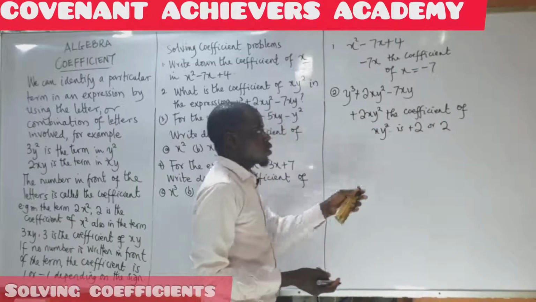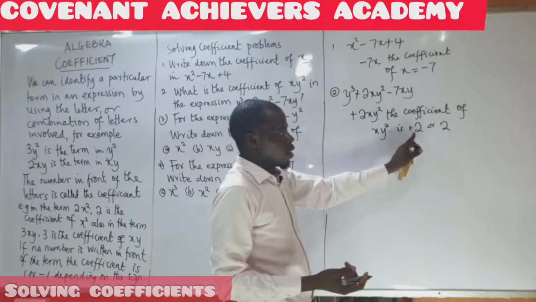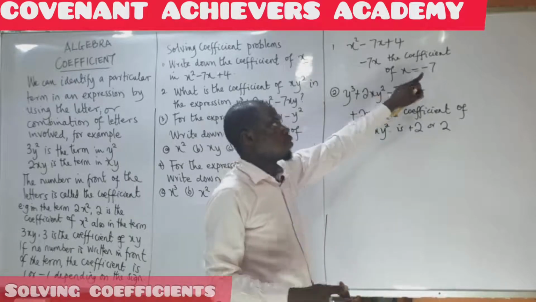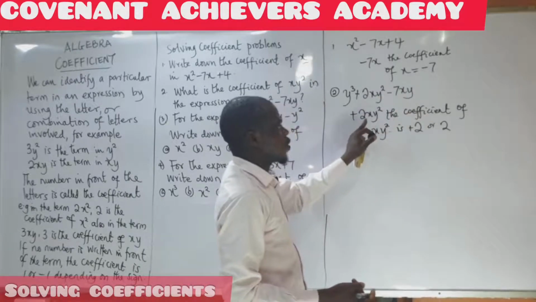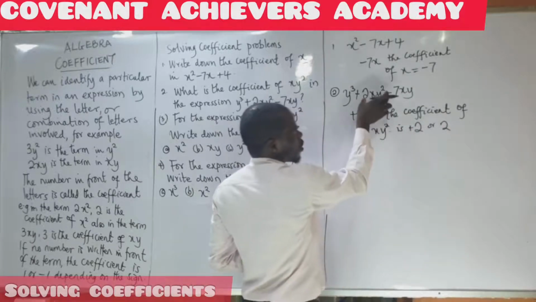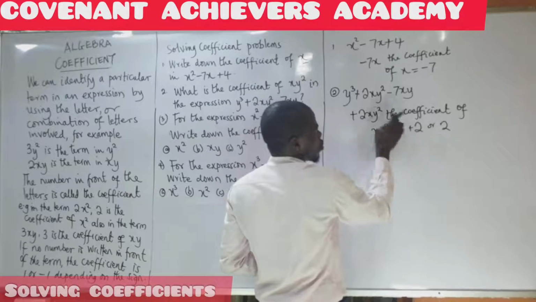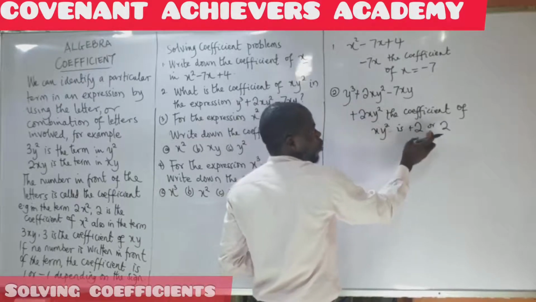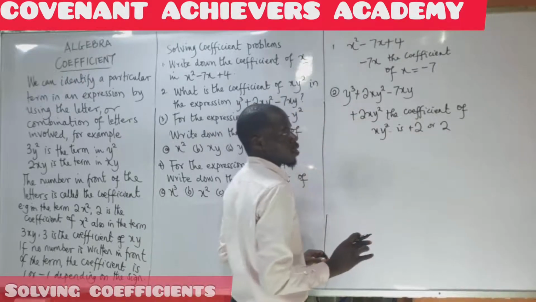If it is positive, the positive sign is not necessary, but in the case of negative, it's very, very important. So you can say the coefficient of xy squared, as we have it in this expression, is plus 2, or simply say 2, and you get your answer correct.